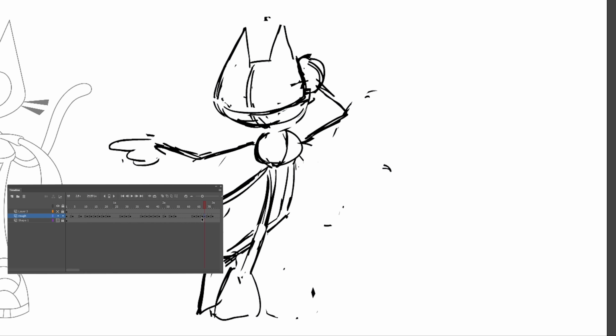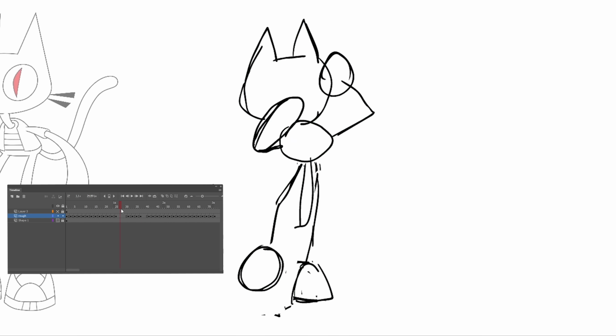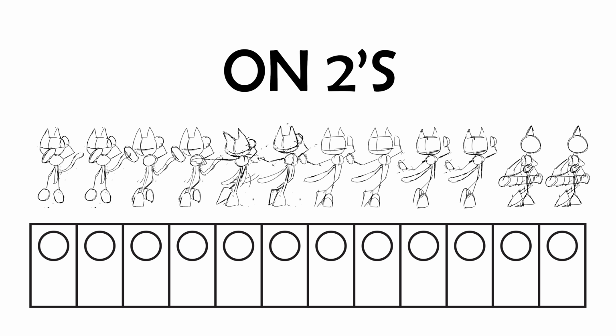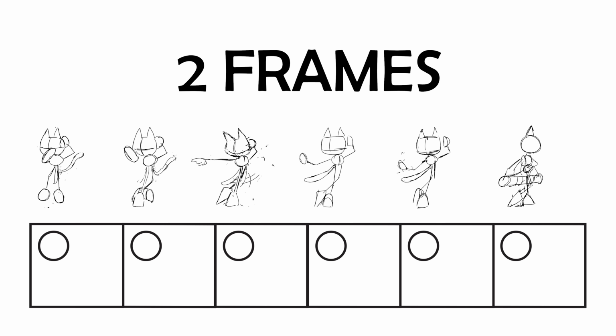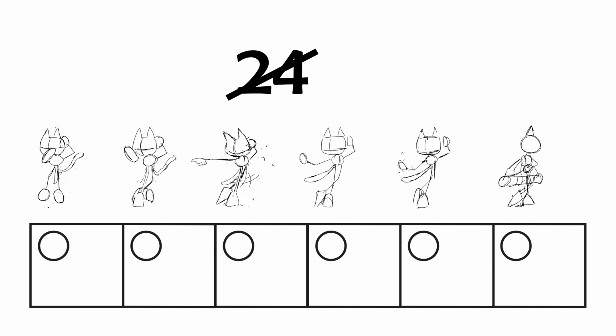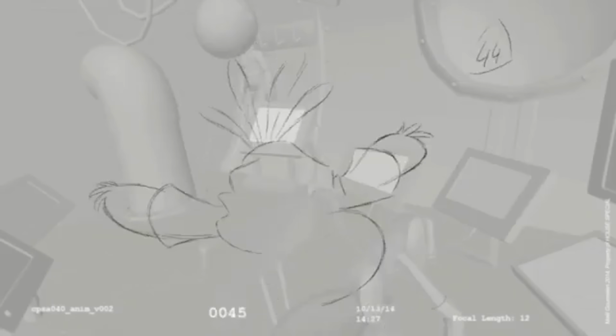As I was working, I added more drawings until everything was eventually on 2s. On 2s means that each drawing is held for 2 frames. So instead of 24 drawings per second, you only have to do 12. Factually, it is much easier to animate this, and subjectively, I think it makes faster motion look better.